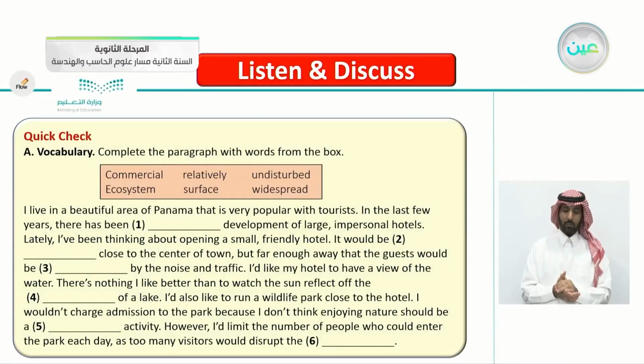So here's a quick check, a vocabulary quick check. Complete the paragraph with words from the box. You can see here the vocabulary in the box. The words: commercial, relatively, undisturbed, ecosystem, surface, and widespread. So we have these 6 words, and we have to put them in the gaps in this paragraph.